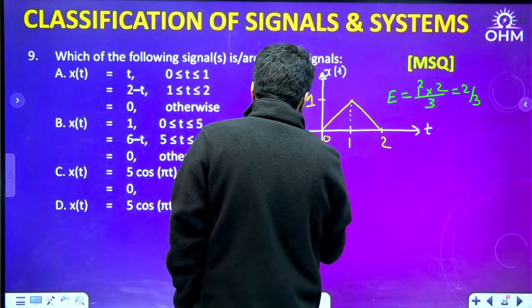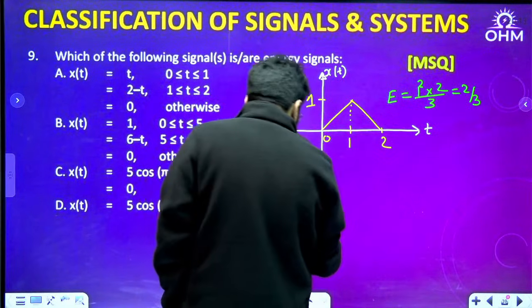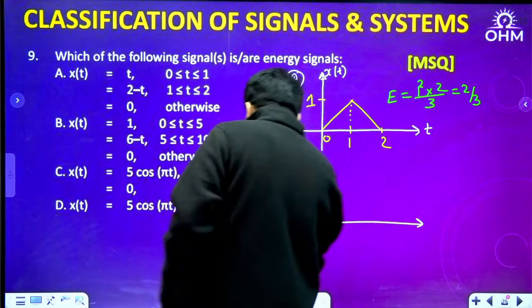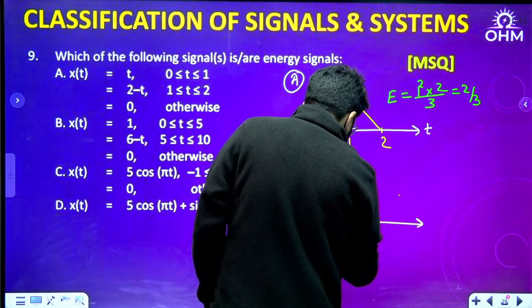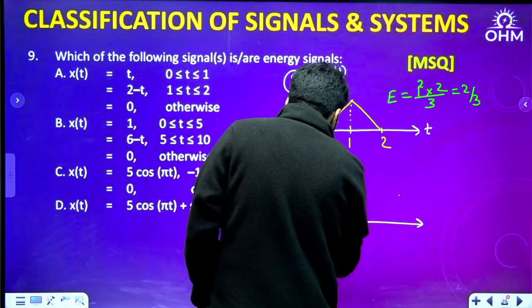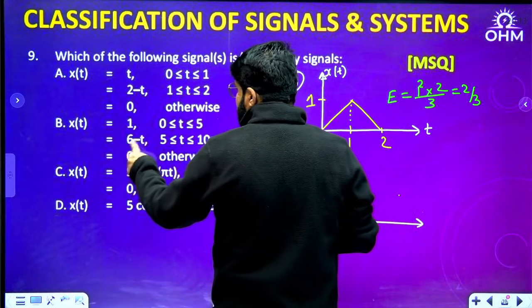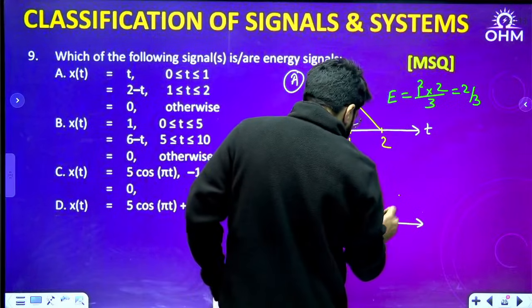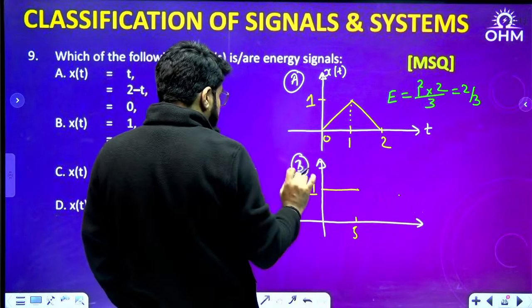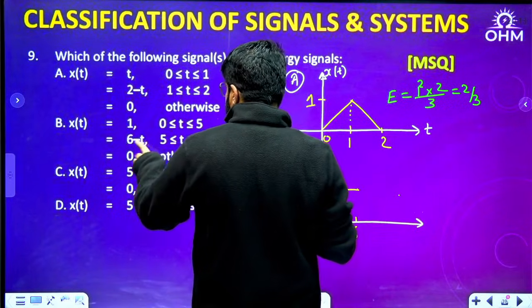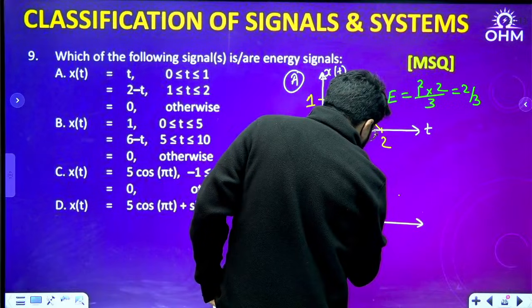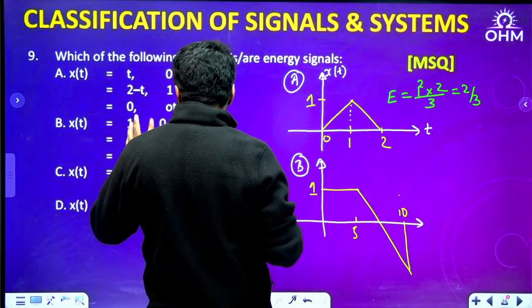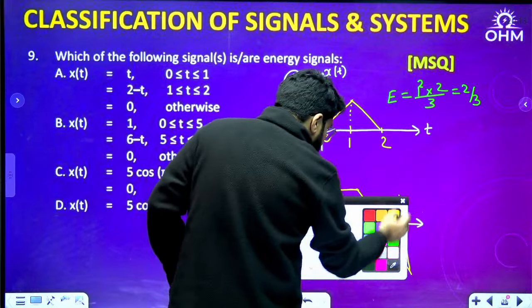What is the waveform in option number B? This is again an MSQ question, so I have to scan all the options. x(t) equal to constant 1 for t between 0 and 5. Suppose this is 5 right now. For any t it is constant 1, and then it is given by the equation of a line, minus t plus 6, negative slope, and at t equal to 5, 6 minus 5 is 1. It starts from here only. When t becomes 10, 6 minus 10 is minus 4, so it goes down to amplitude minus 4 and then stops.